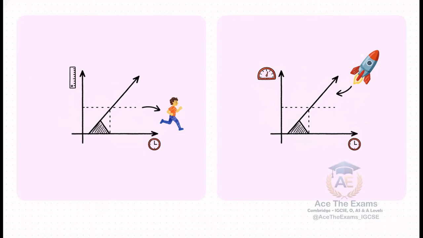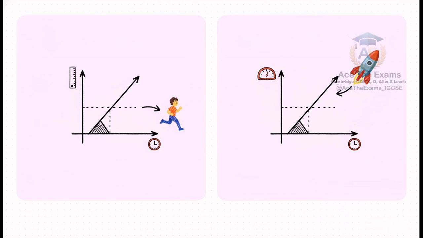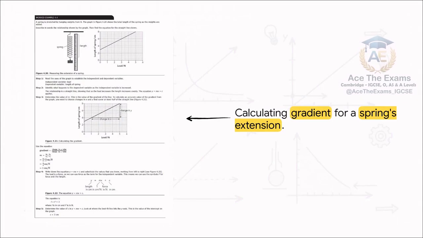If you calculate the gradient on a distance time graph, congratulations, you've just found the object's speed. But if you calculate the gradient on a speed time graph, you've discovered its acceleration. The exact same mathematical operation of dividing the y change by the x change reveals two completely different physical properties. Always check your axes.